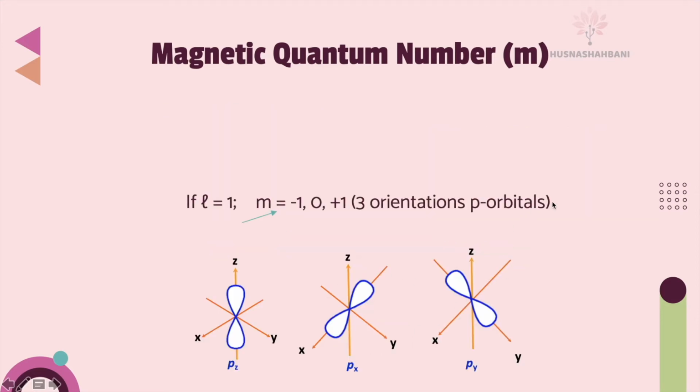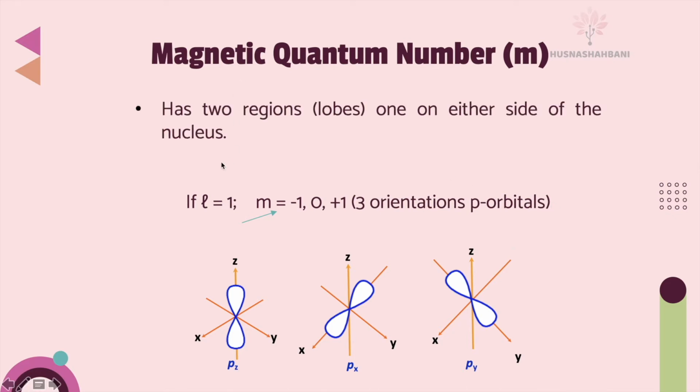Next example, if our L is equal to 1, and we know that m is negative L to 0 to positive L. So L equal to 1, m must be negative 1, 0, positive 1. Again, I repeat, we don't look at the values of m. For L, we look at the value of L.